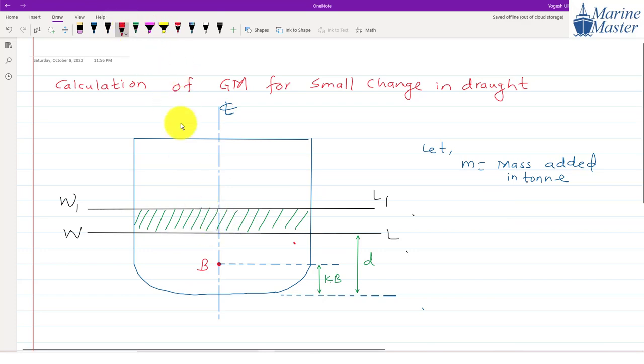The centroid of this displaced water we will take as small b. Centroid of what? That extra water displaced, that hatching portion. That will be small b. Is this small b visible to everyone? Yes, guys, let me know. And the change in draft will be small h.